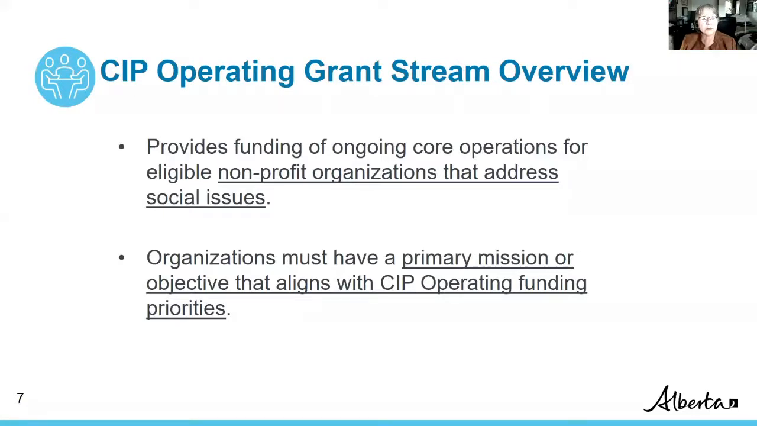As a reminder from my general information session, the CIP operating scope is primarily intended for ongoing operations of small to medium nonprofit organizations that address social issues and directly serve vulnerable and disadvantaged individuals with basic human needs programs and services like food, shelter, and safety. Funding considerations include organizations with annual operating budgets of $2 million and less. Organizations whose primary mission and purpose clearly align with the CIP operating funding priorities I just mentioned are the most likely to be successful.